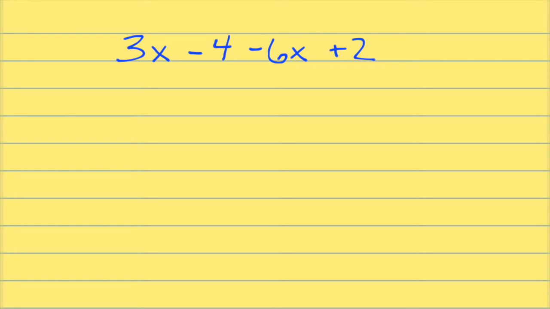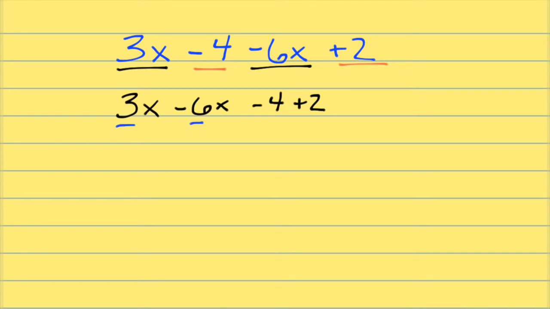For instance, 3x and negative 6x are like terms because they both have an x. And those x have no exponents. And negative 4 and 2 are like terms because neither of them have any variables. So we can combine those like terms by first using our commutative property of addition to reorder things, and then simply adding coefficients. 3 and negative 6, negative 3x. Negative 4 and 2, negative 2.